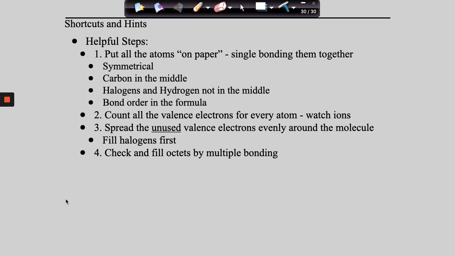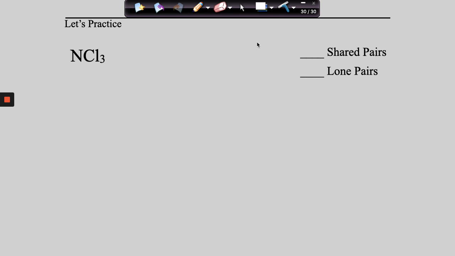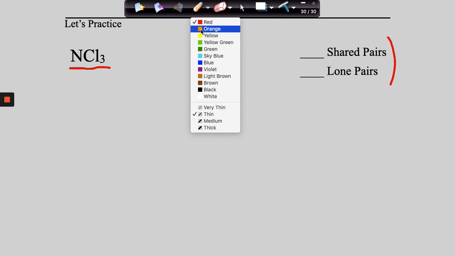Okay, so with those in mind, we are now going to look at 4 examples. This is also what your homework is going to look like. And so it simply goes like this. You are going to draw the Lewis dot structure for NCl4, and then we're going to count the number of shared and lone pairs. So let's go ahead and get started.